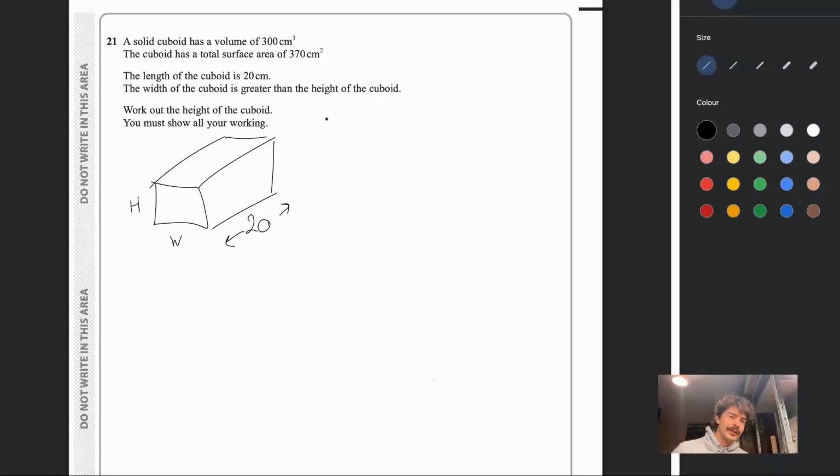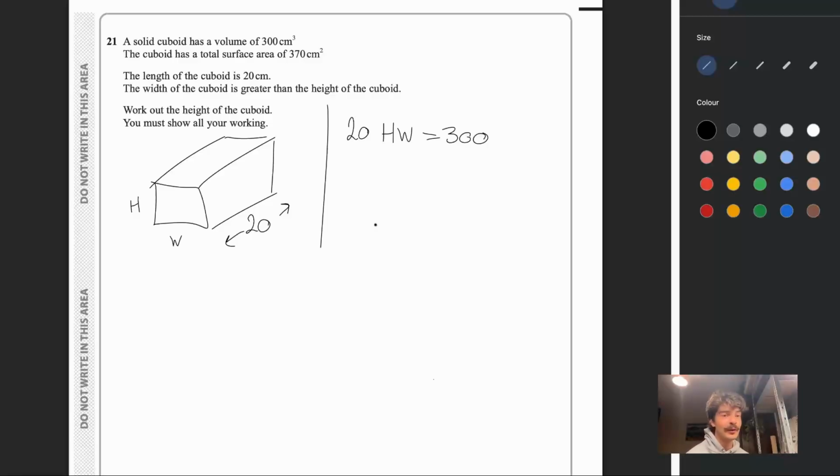So we're told that the volume is going to be 300 centimeters cubed. Remember that that's just multiplying everything, so 20hw is equal to 300. And secondly, the total surface area is going to be 370. Now, that's a little bit more complex.